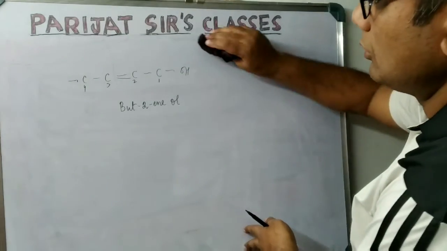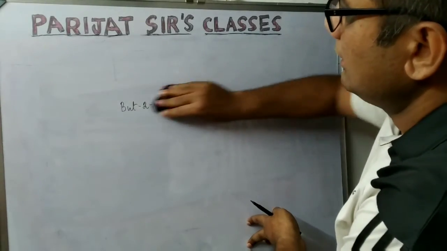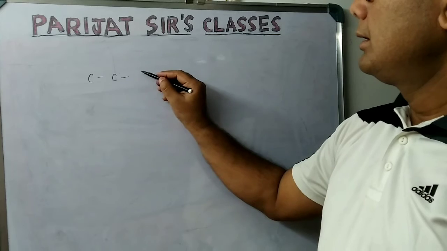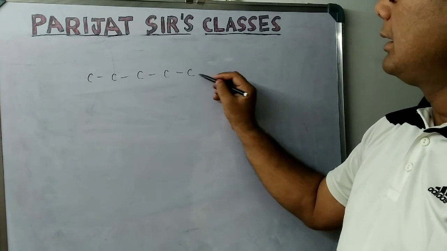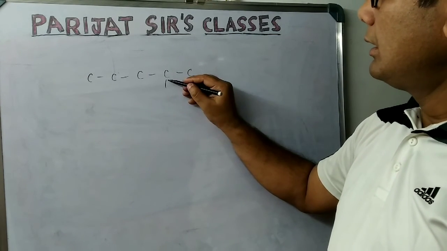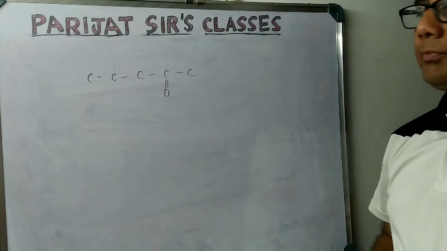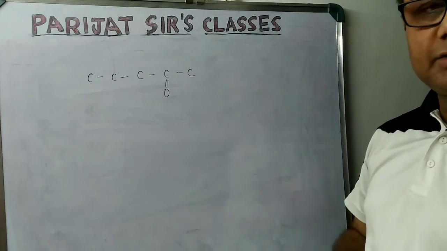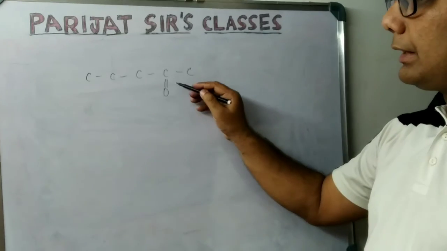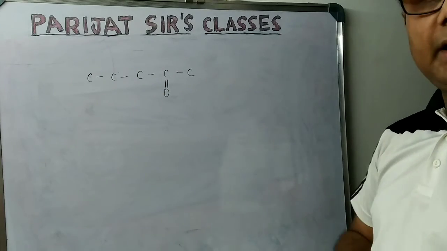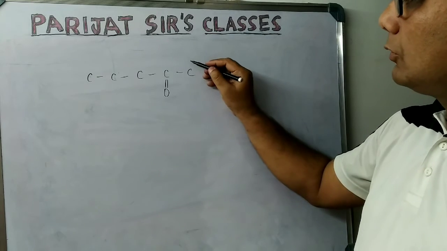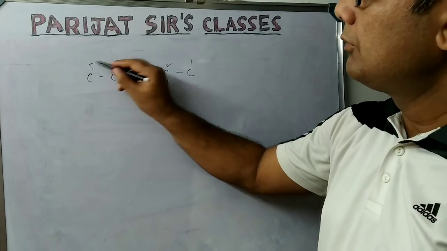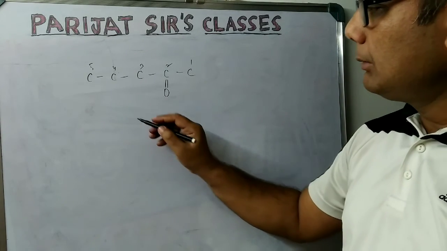Okay. So let's see one more here. If I draw like this, and I give O here, what will be the name of this? This is the functional group attached, and there are 5 carbon atoms. So the preference will be given to the functional group. So 1, 2, 3, 4, 5. So what will be the name of this?